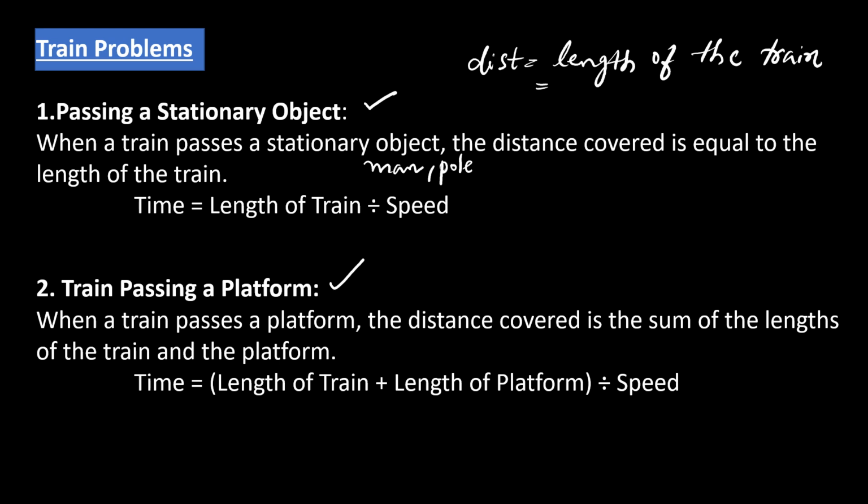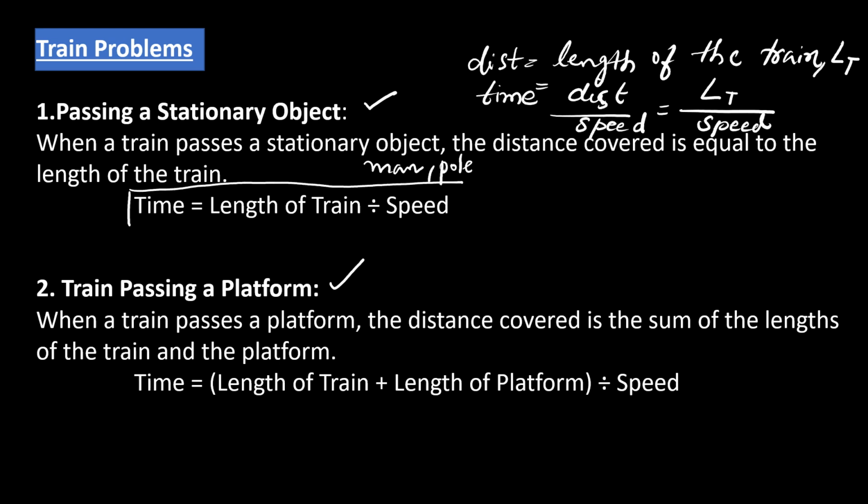So what would be the time taken by the train? Time would be distance by speed. We know that time is distance by speed. So here distance is the length of the train, let's take it as LT. That is, length of the train divided by speed. So the time taken would be length of the train divided by speed, if the train is passing a stationary object.